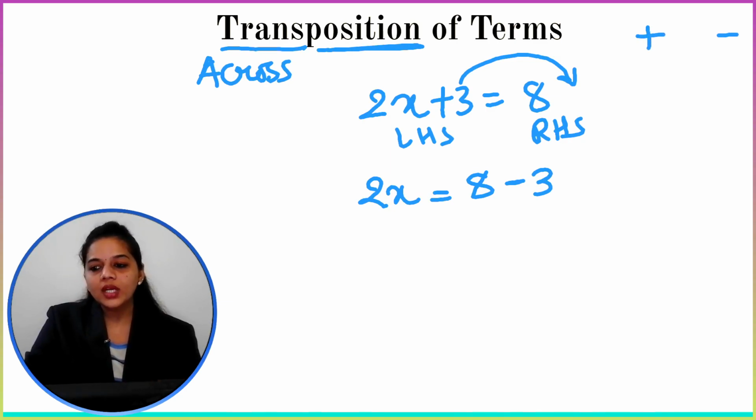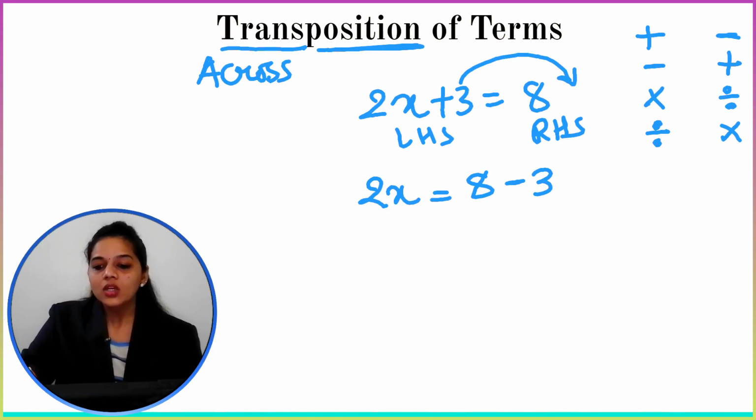Positive sign will become negative. Negative sign will become positive. Multiply will become divide, and divide will become multiply. The sign will be reversed. Okay, so plus 3 will become minus 3, and then you can solve your equation.